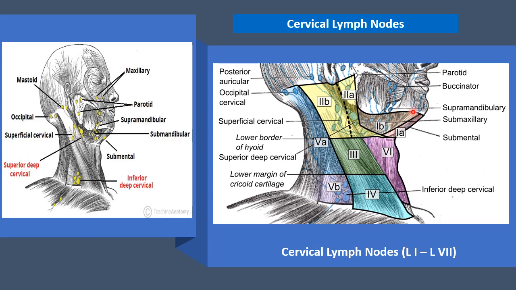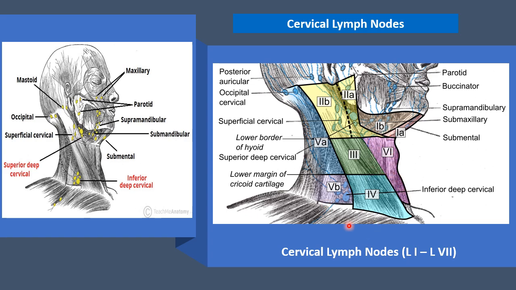This is your submental and submandibular group. Then you've got your levels 2, 3, and 4. These are the deep cervical lymph nodes: upper deep cervical, middle deep cervical, and lower deep cervical. These deep cervical lymph nodes are also known as the jugular lymph nodes. They are very important. Levels 2, 3, 4 will be your deep cervical lymph nodes. 5 will be your posterior cervical lymph nodes here. And 6 will be your anterior group of lymph nodes here.